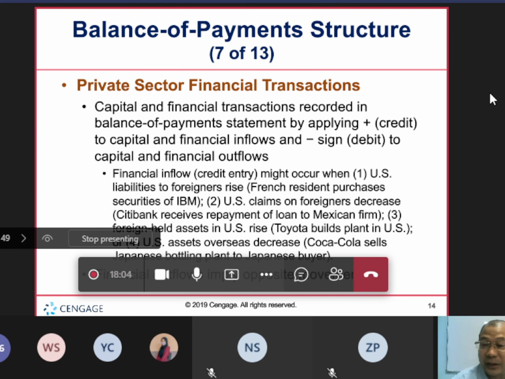Capital and financial transactions are recorded in the balance of payments statement by applying a positive sign, credit, to capital and financial inflows, or a negative sign, debit, to capital outflows. A financial inflow, which is money coming in, is a credit entry. So if someone is investing in Malaysia, that's a credit entry. This might occur when, number one, US liabilities to foreigners rise, for example when a French resident purchases securities of IBM. Number two, US claims on foreigners decrease, for example Citibank receives repayments of loans from Mexican firms. Number three, foreign-held assets in the United States rise, for example Toyota builds plants in the United States.